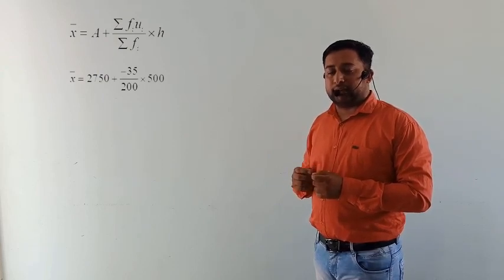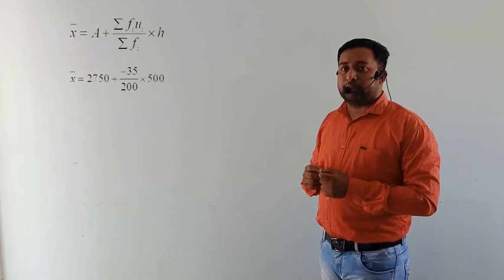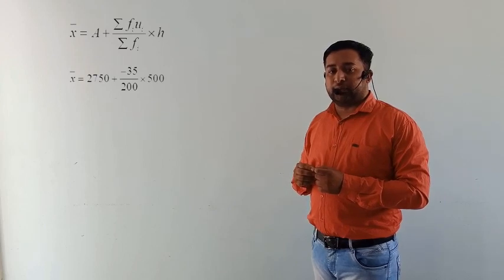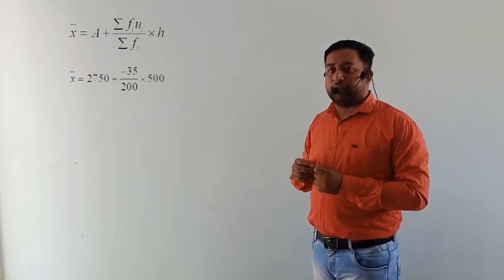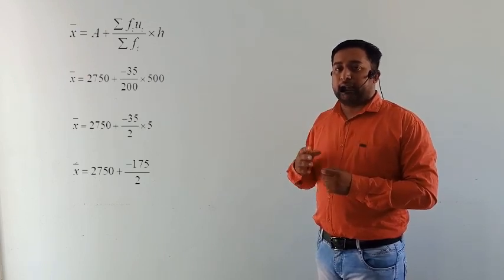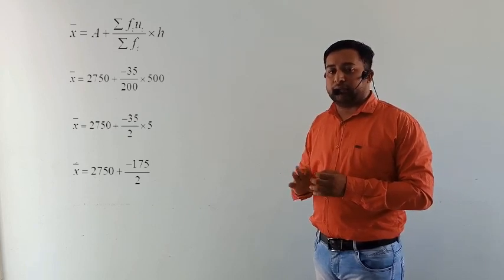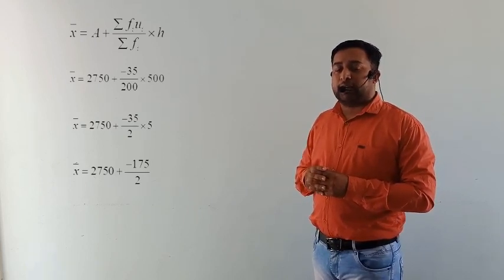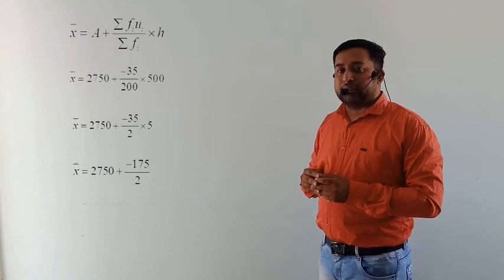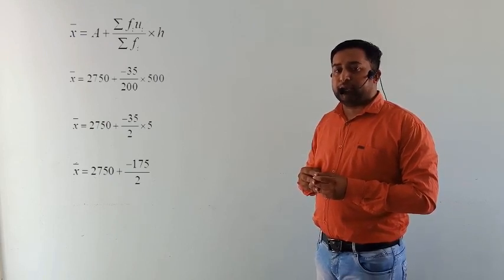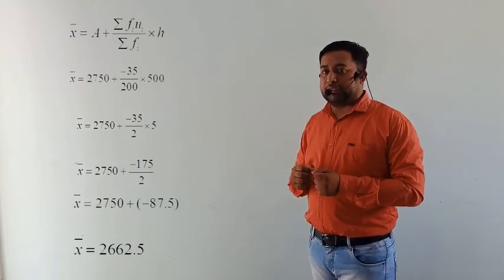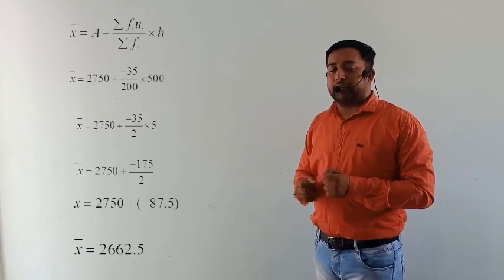Our a is 2750, sigma FiUi is minus 35, sigma Fi is 200, and h is 500. Cutting 200 and 500 with 100: 100 2s are 200, 100 5s are 500. Now multiplying numerator with numerator, denominator with denominator, minus 35 5s are minus 175. So x bar is equal to 2750 plus minus 175 by 2. Dividing 175 by 2 will give you 87.5, but it contains a negative symbol.